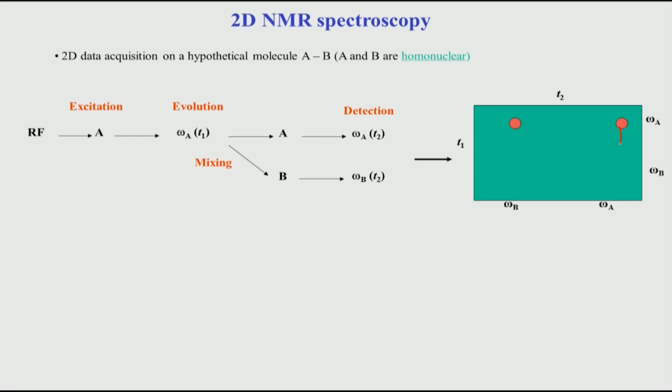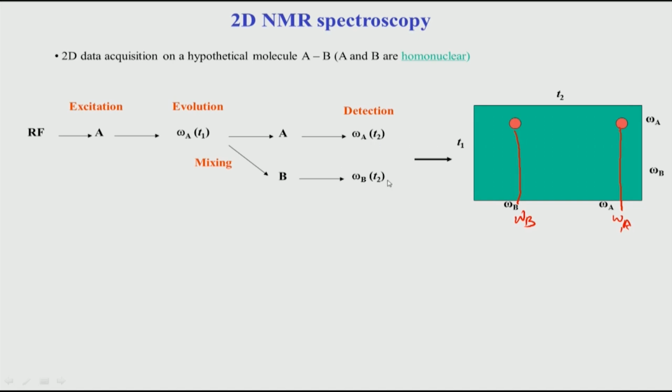So, basically this is omega A and this is omega B. Okay. So, now in both the axes the corresponding frequencies are omega A here and omega A here. Because remember, if you look here, in both dimensions T1 and T2, it is cosine omega A T1 and cosine omega A T2.